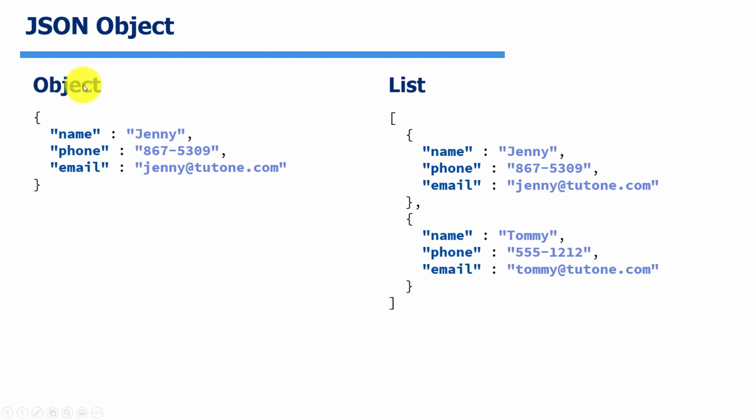For example, if you have an object, this is an object representing Jenny with a phone number and an email, and the object is represented using curly braces. You have curly braces and then name value pairs separated by colons. Note that each of these names should be in quotes.